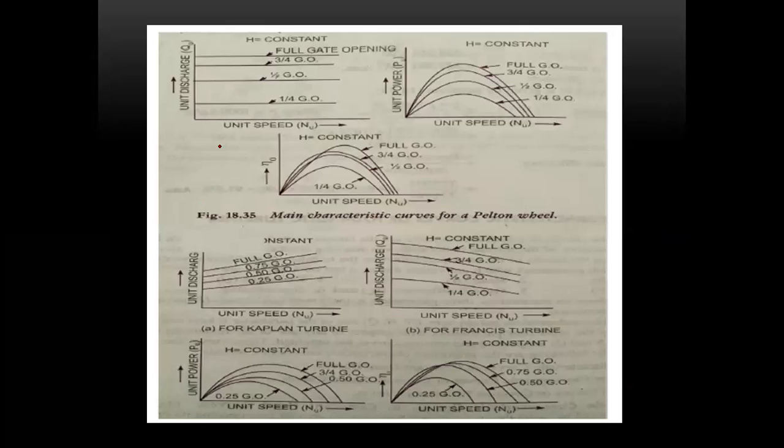See here the variation of unit discharge with unit speed, and unit power with unit speed. The main characteristic curves for a Pelton wheel, right? So ఇది omit చేయండి. These are the three main characteristic curves of a Pelton wheel.